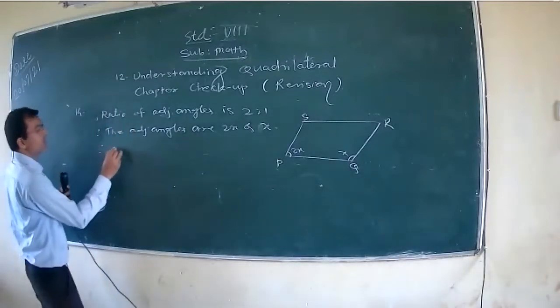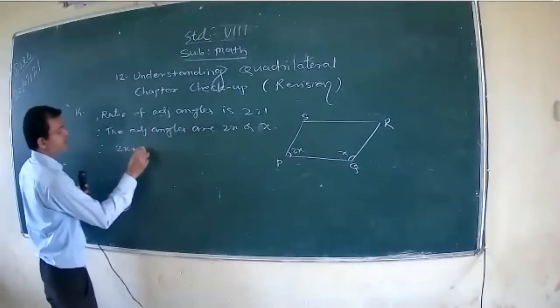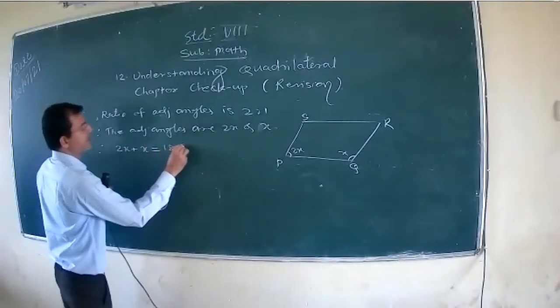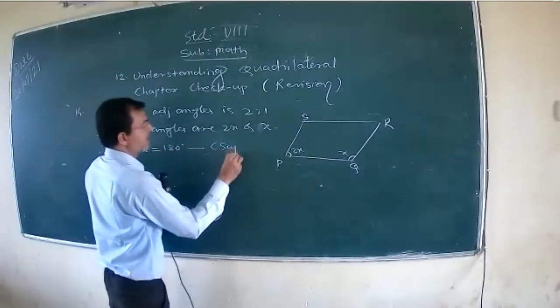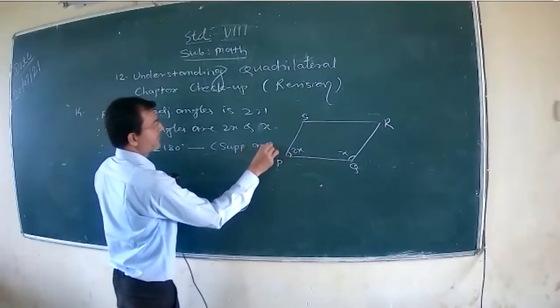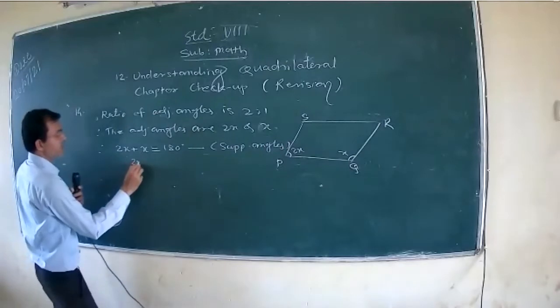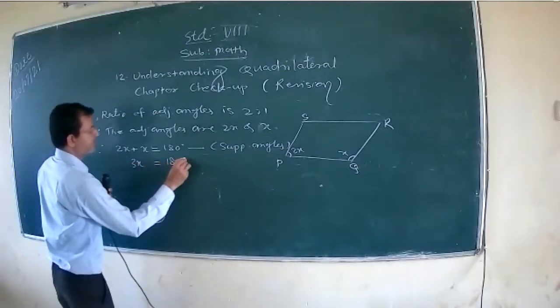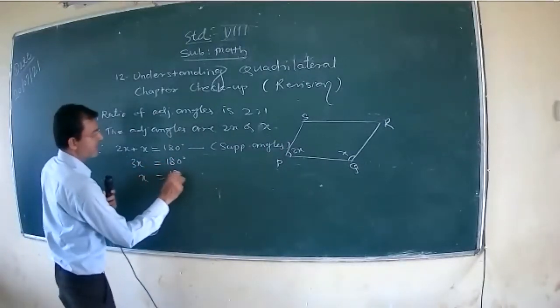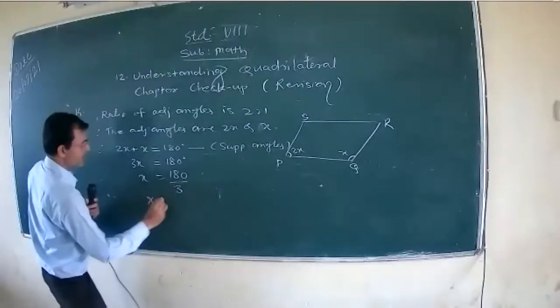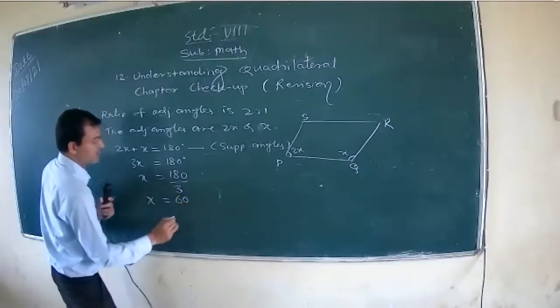So you can write here: 2x plus 1x is equal to 180 degrees. You can write here supplementary angles. These two angles are supplementary. Now this will be 3x equal to 180 degrees. Then x is equal to 180 divided by 3. So x is equal to 60 degrees, since 3 sixes are 18.